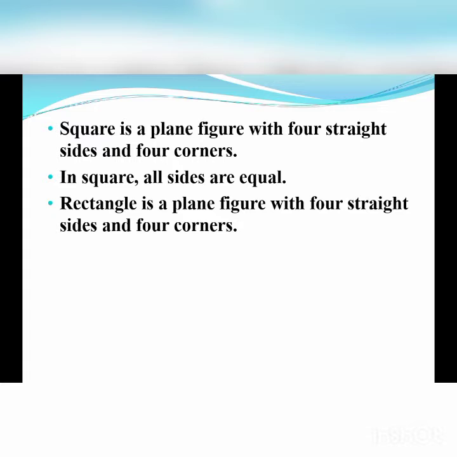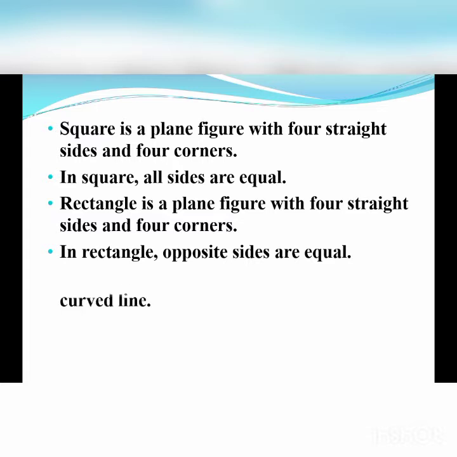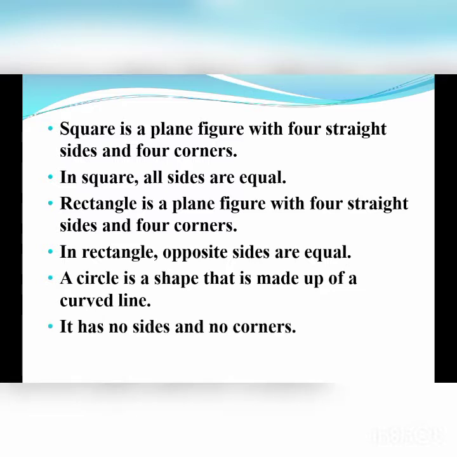Similarly, a rectangle is a plane figure with 4 straight sides and 4 corners, just like a square. But in a rectangle, opposite sides are equal. Not all the sides are equal. A circle is a shape that is made up of a curved line. It has no sides and no corners. This much you have learned in the last session. Now let's start our session number 2.